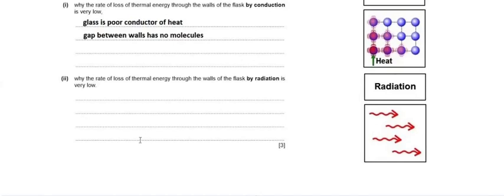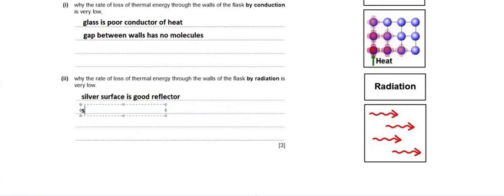So you can write down over here: silver surface is a good reflector, so that it will reflect all the heat to the liquid only. Whatever heat it receives, it will reflect all to the liquid, and the temperature will be maintained.